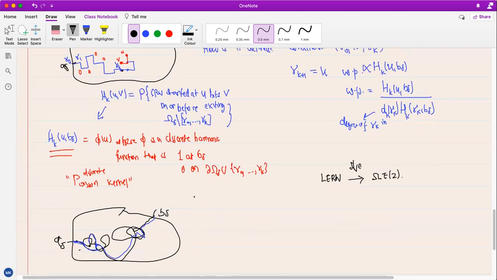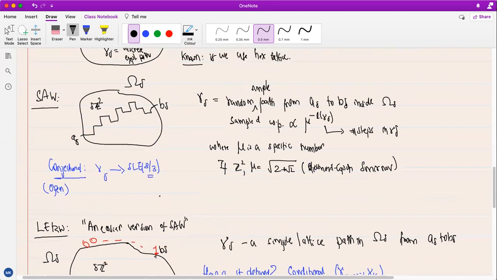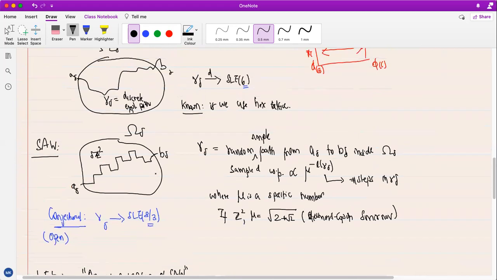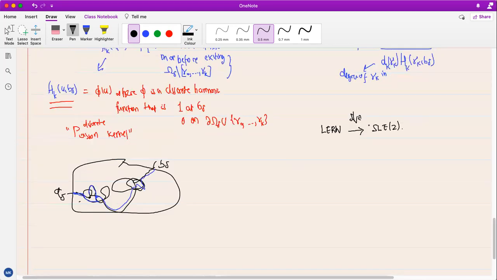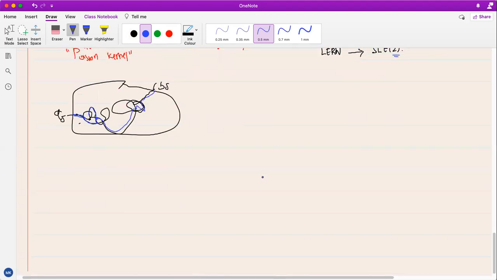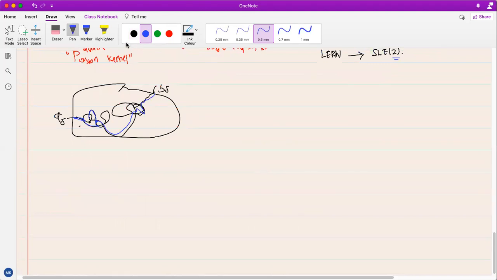Okay, so those are the 3 models. In the remaining time, I want to say very quickly how we can see these numbers, 6, 8 by 3 and 2. Something has to be computed about the discrete model and on the SLE side and matched up to see these numbers. What I'm going to say, if I get time, about SLE2 is more or less the way the proof is done also. But before that, any questions or anything here?